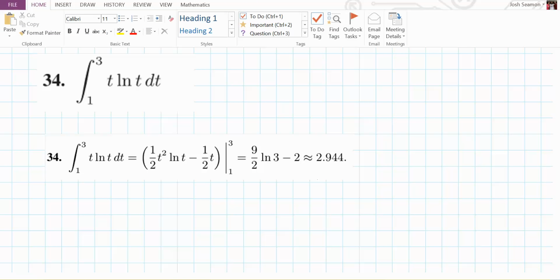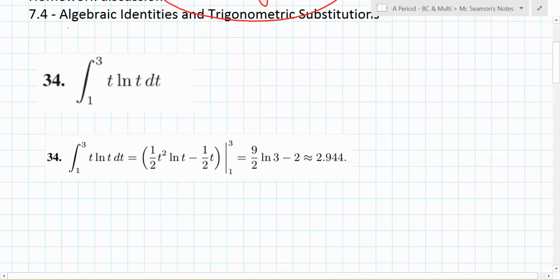Okay, so it looks like it is. I understand it is kind of annoying when they just do the integral without actually showing you how they did it. So how did they do this right here? Anybody know? How did they get that?